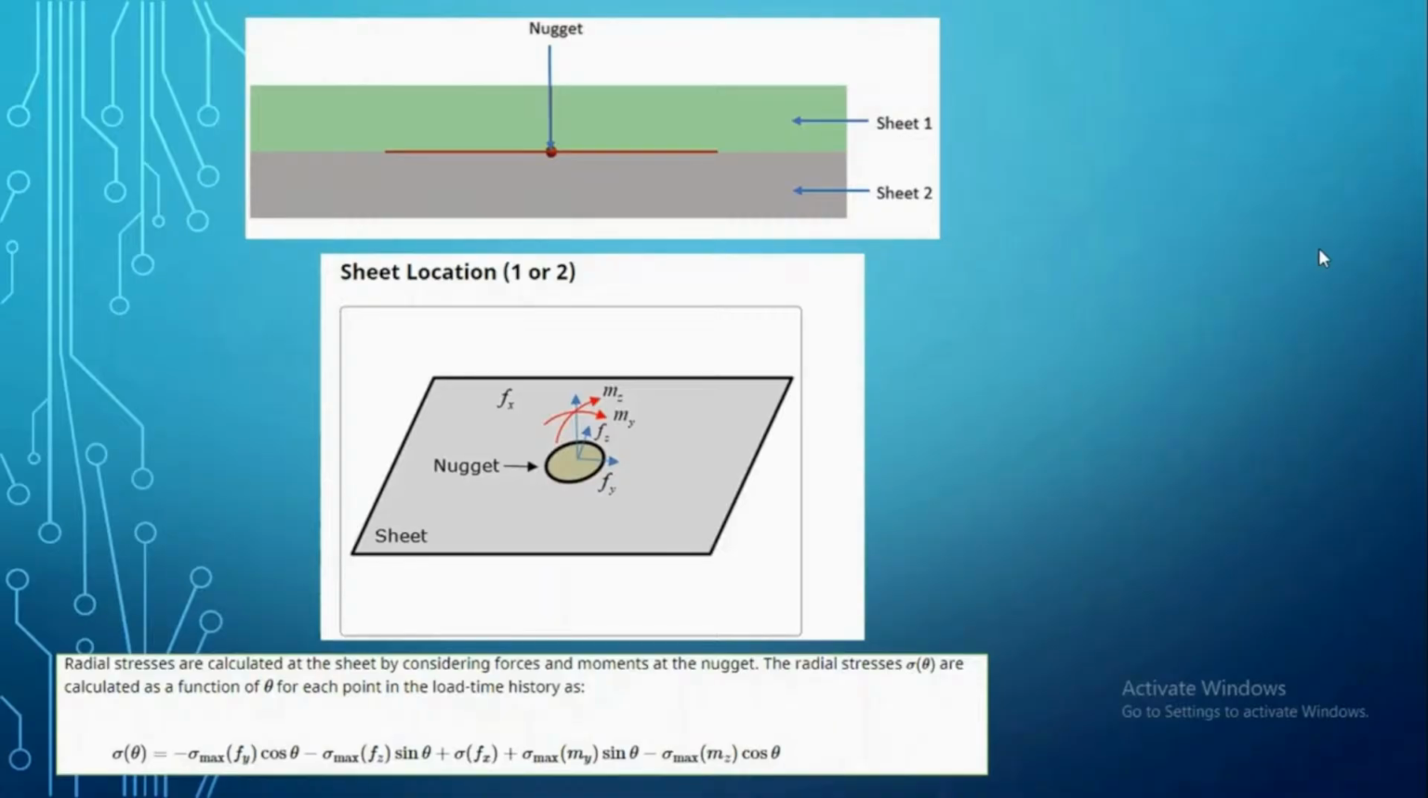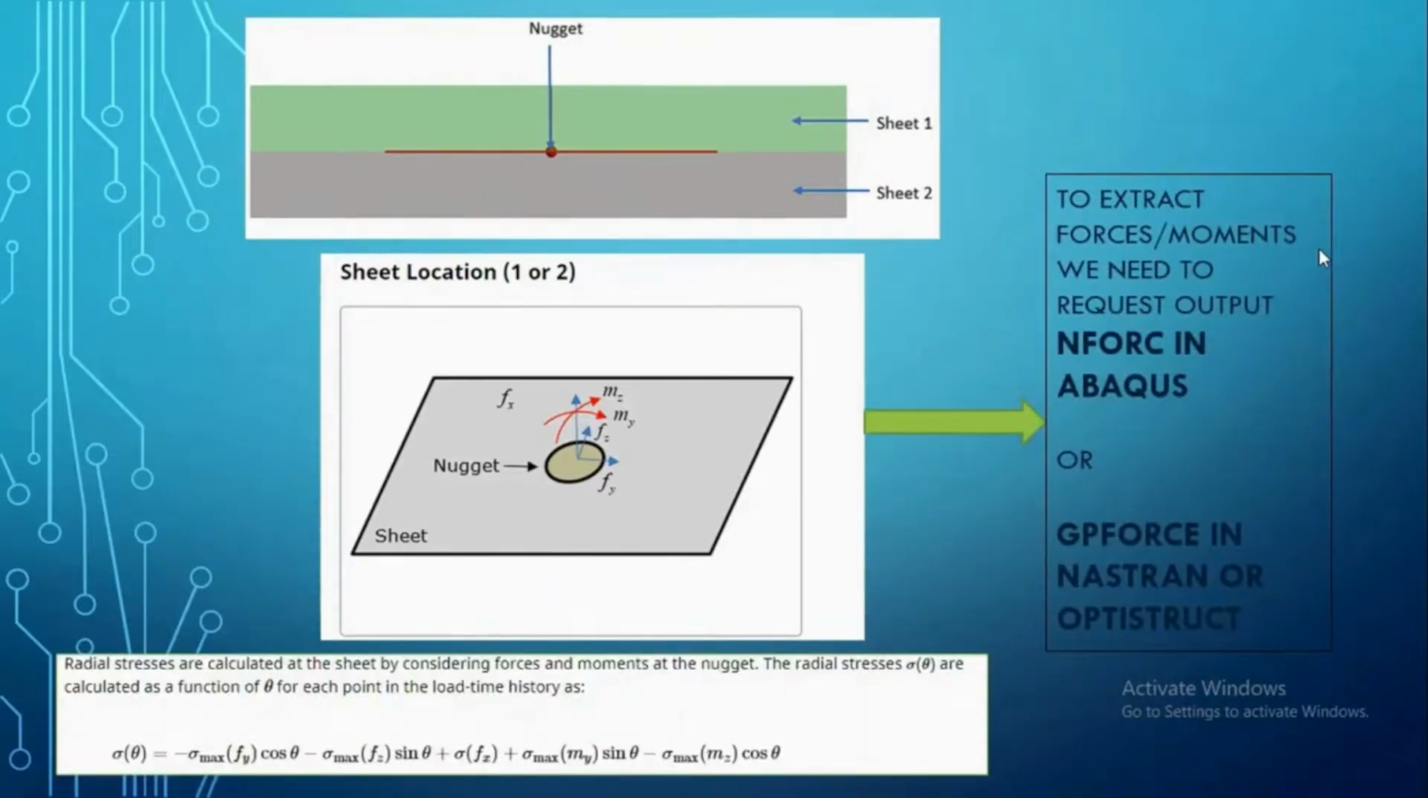And basically, if we are using Abaqus or maybe OptiStruct or Nastran, we need to request these outputs, force and moment outputs. So basically, that syntax is ENFORCE. We need to request ENFORCE in the case of Abaqus. And if we are using Nastran or Altair OptiStruct, we need to use GPFORCE there.